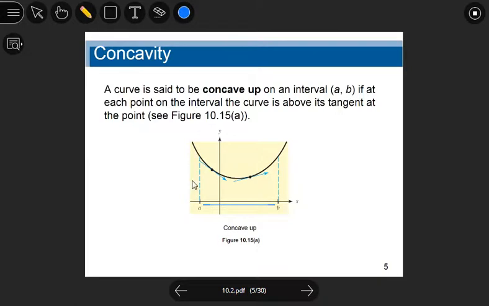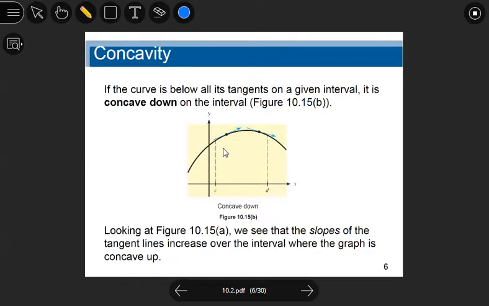So we call this curve concave up in this interval AB if at each point on the interval, it means any point of the interval, the curve is above the tangent at the point. It means if we draw any tangent at some point, the curve is always above. So you can see in here, here, and any place. If I draw a tangent in here, the curve is also above. For such a case we call it concave up.